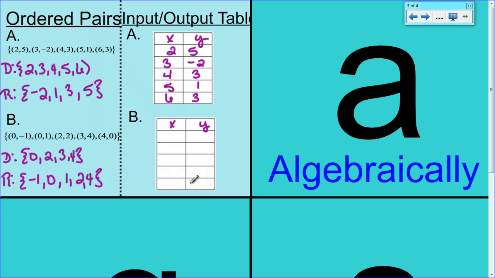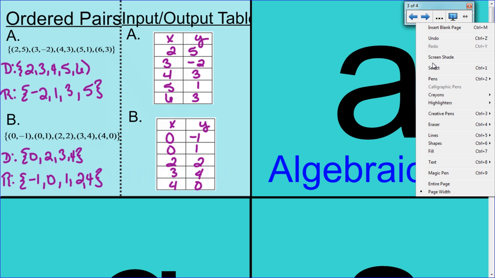We're going to use that later, but I'm going to put my ordered pairs in the table. So I have 0, -1 is the first one, then 0, 1, 2, 2, 3, 4, 4, 0. So that's numerically. You can either see it as a set of ordered pairs, you can see it as a table, but that's how we write them numerically.